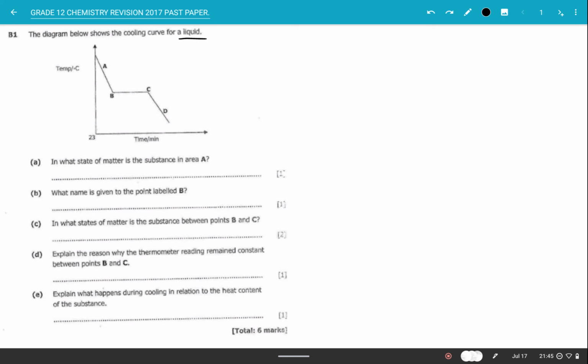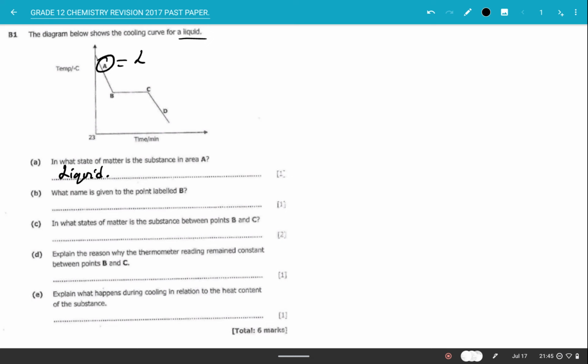Now in the first part of the question, they're asking us: in what state of matter is the substance in area A? We said in the first part, we'll always have the state which is given in the question. So it is what? Liquid. So here the answer is liquid. Now once that has been answered, we need to move on to B, which says what name is given to the point labeled B.